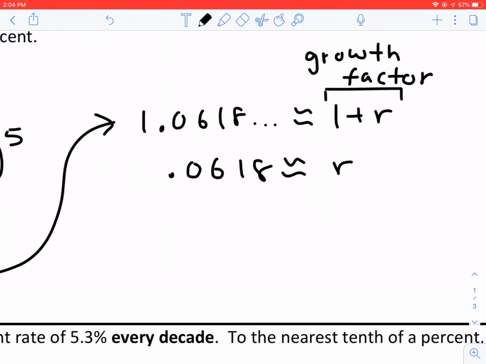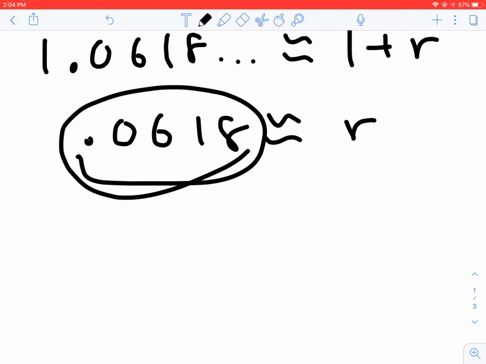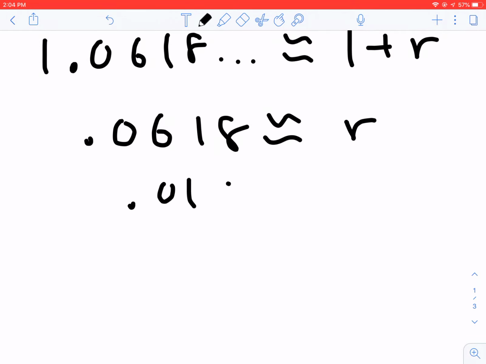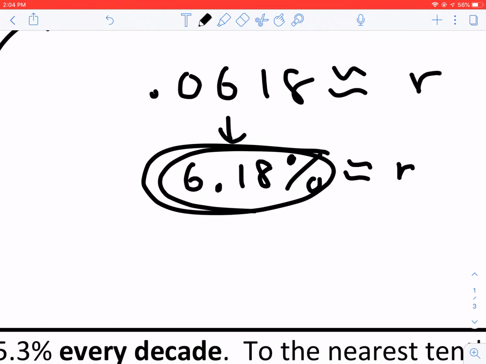Alright, last year, something that a couple kids did, because I never talked about it, is they rounded this to 0.1 and said that was the yearly growth rate to the nearest 1/10 of a percent. Well, it says nearest 1/10 of a percent. This here is not written as a percentage yet. So this as a percent is 6.18%. Right? So this is the number we want to be rounding.